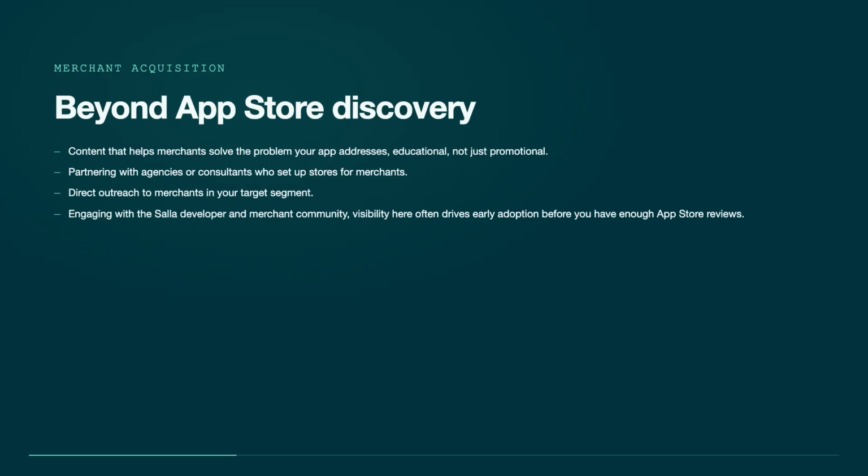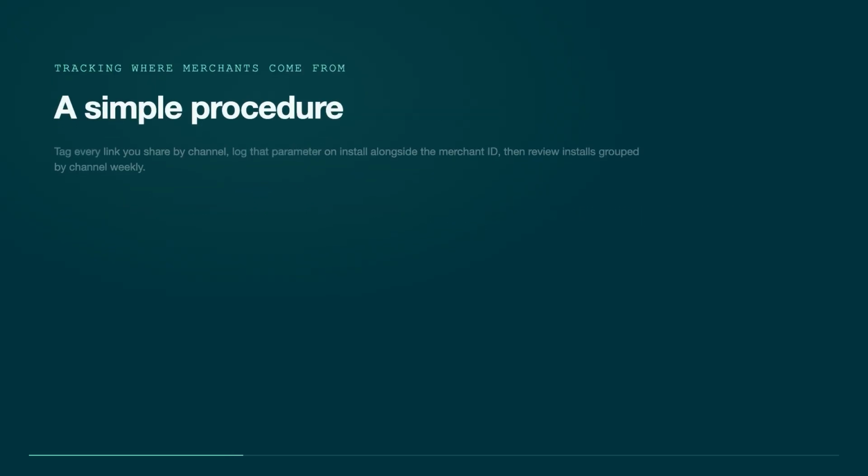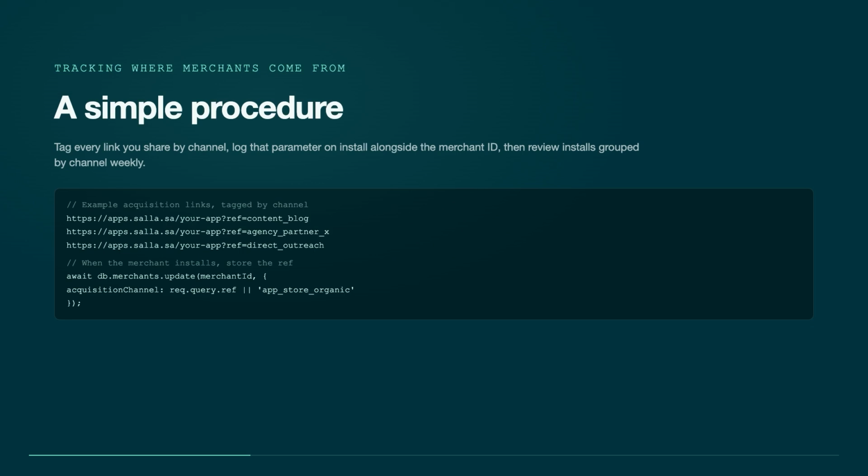But you can't tell which channel is actually working unless you track it. Here's a simple procedure. Add a tracking parameter to every link you share, tagged by channel. Log that parameter when a merchant installs, storing it alongside their merchant ID. And review installs grouped by channel weekly. That tells you where to invest further.